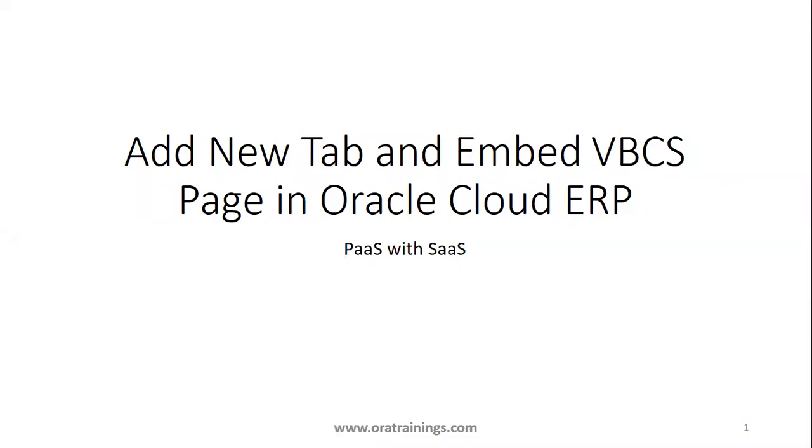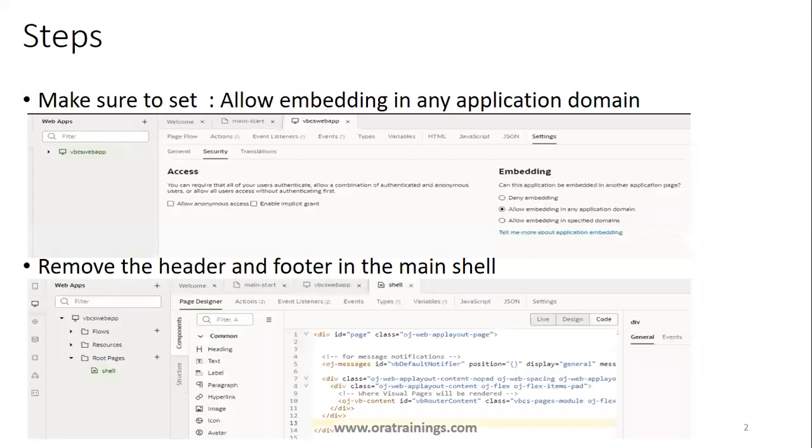In this session, we'll discuss how to add a new tab in Fusion, as well as how to embed a VBCS page in Fusion. In the last session, we saw how to embed a VBCS page, but now we'll also discuss how to add a custom tab, and how to embed the VBCS page in the custom tab which we create in Fusion. Okay, so let us quickly see the steps involved in it.